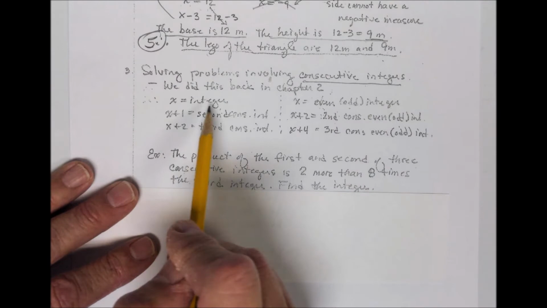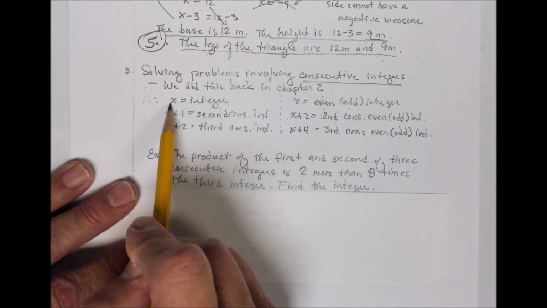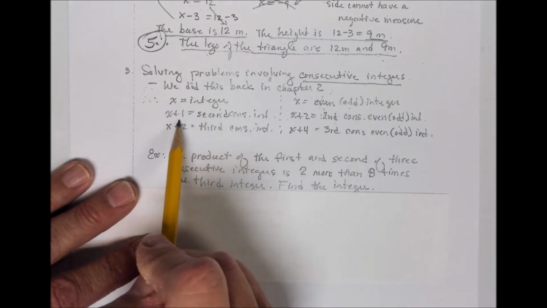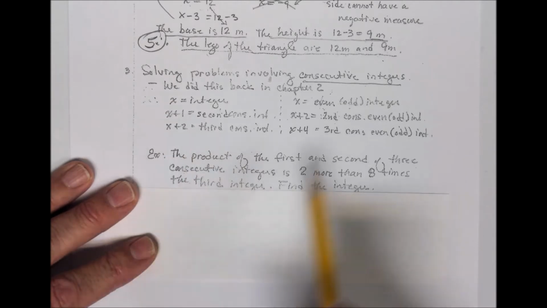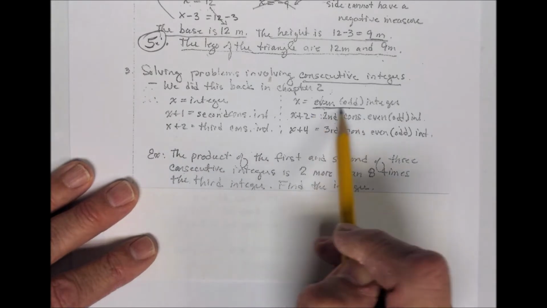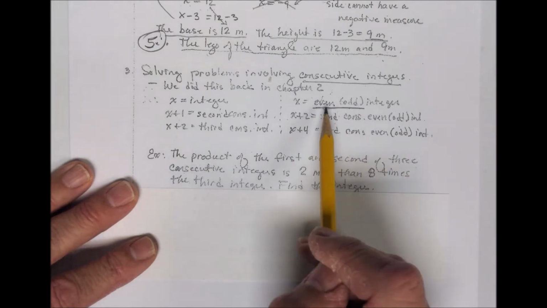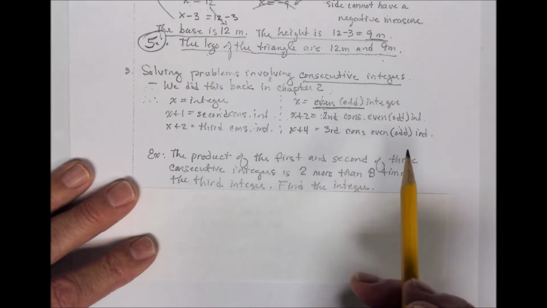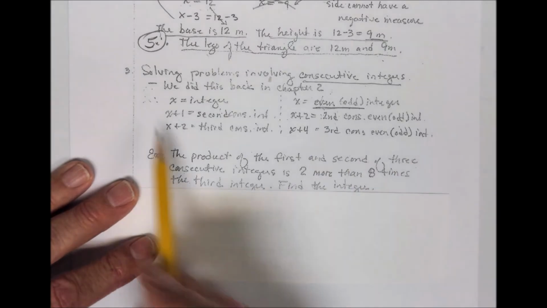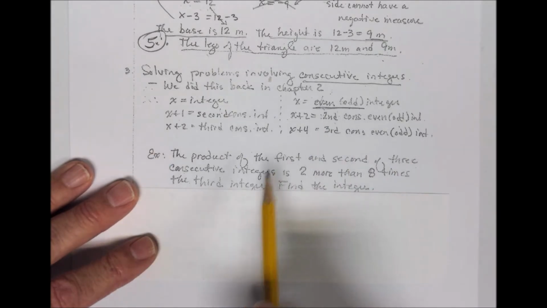So for consecutive integers, if the first integer is x, the next one would be 1 bigger, x plus 1. Then 1 bigger than that, x plus 2, if they're consecutive integers. But if they're consecutive even or odd integers, then we let x be the first even or odd integer. Then x plus 2 would be the next, and then x plus 4 would be the next one after that. So we're going to use these ideas to solve some problems here, and here's an example.